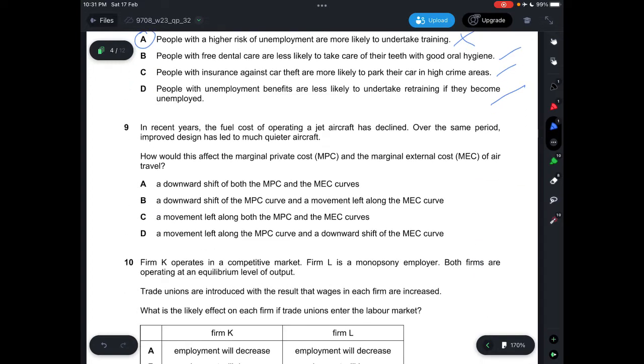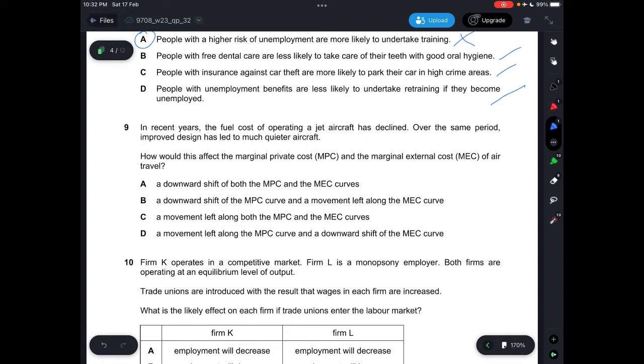Question 9. In recent years, the fuel cost of operating a jet aircraft has declined. Over the same period, improved design has led to much quieter aircraft. How will this affect the marginal private cost and the marginal external cost of air travel? The fuel cost of operating a jet aircraft has declined, which means that the marginal private cost is experiencing a downward shift, because the cost has now dropped. Improved design has led to much quieter aircraft, which means less sound pollution, and less sound pollution also means lower marginal external costs. So here we'll see which one is the answer.